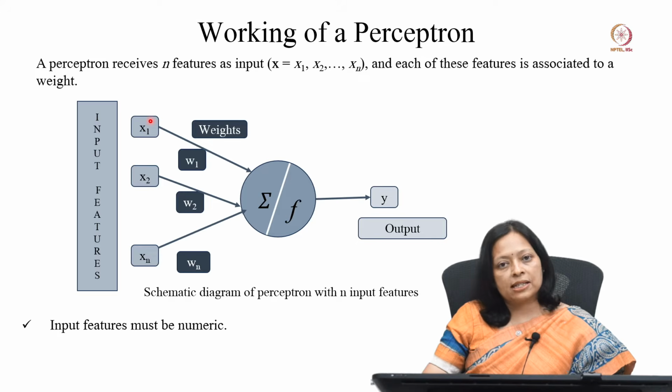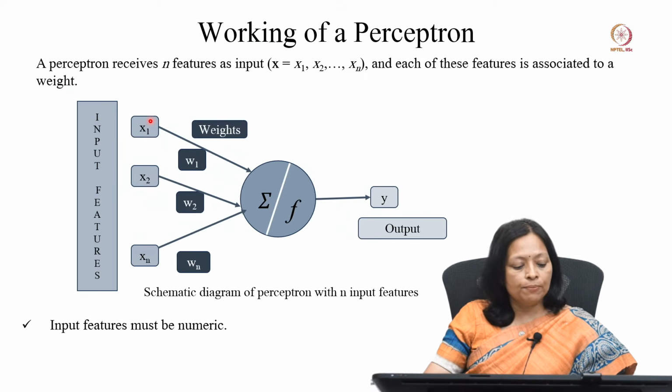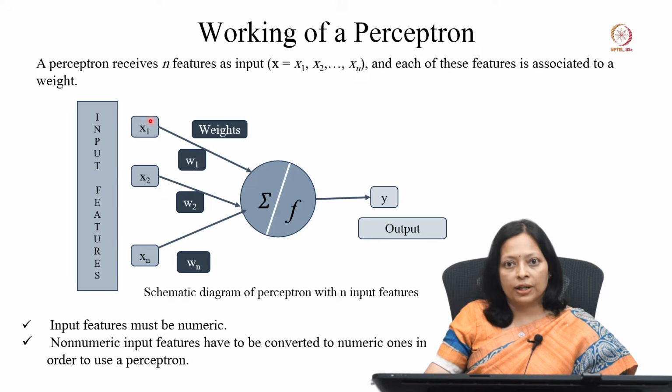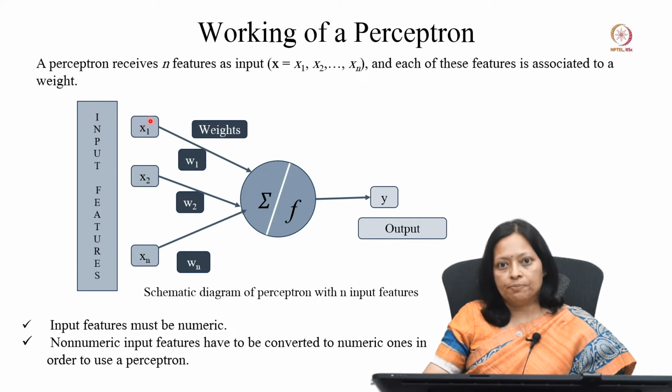Now, one thing I would like to highlight here is, if you want a perceptron to work, the input features must be numeric. That means some numbers. If we have some non-numeric input features, they need to be converted to numeric ones in order to use a perceptron. So these are the requirements for the working of a perceptron model.